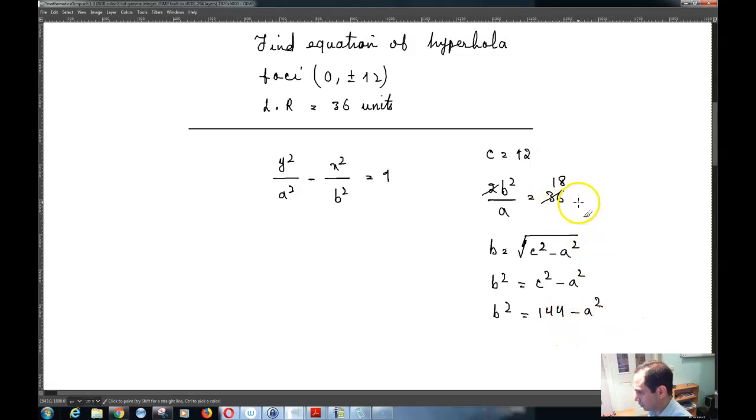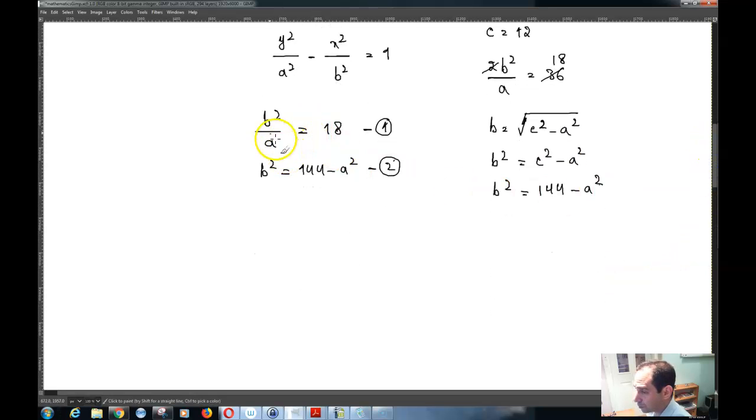So I have this equation over here, b squared by a is equal to 18. Call this equation number 1. And I have b squared is equal to 144 minus a squared. Call it equation number 2. So using these two equations, I can find a and b.